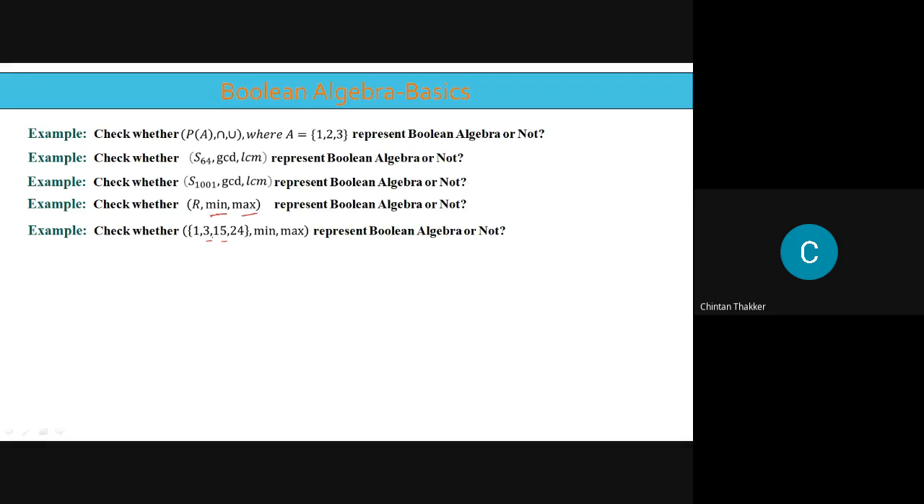3 है 15 है तो 3 का कॉम्प्लीमेंट नहीं मिलेगा और 15 का कॉम्प्लीमेंट नहीं मिलेगा। बाकी सारी प्रॉपर्टी सेटिस्फाई होगी बट 3 एंड 15 के कॉम्प्लीमेंट नहीं मिलेंगे। सो कॉम्प्लीमेंटेड प्रॉपर्टी सेटिस्फाई नहीं होगी। ठीक है, तो अगर मिनिमम मैक्सिमम दिया है तो उसके लिए कंडीशन है कि जो सेट है वो सिर्फ दो ही एलिमेंट कंटेन करना चाहिए। ठीक है, then it is a Boolean algebra, otherwise it is not a Boolean algebra.